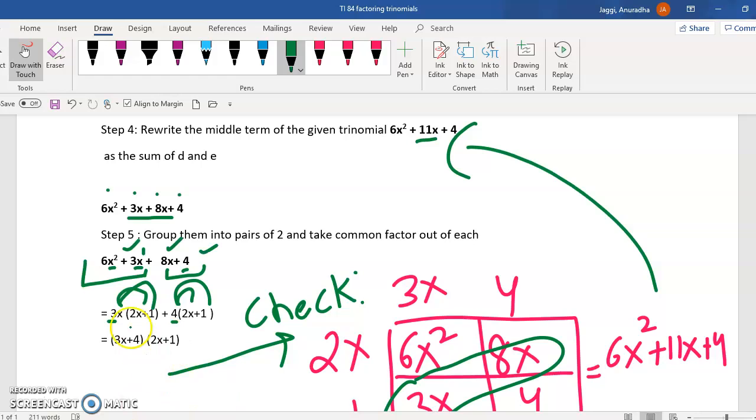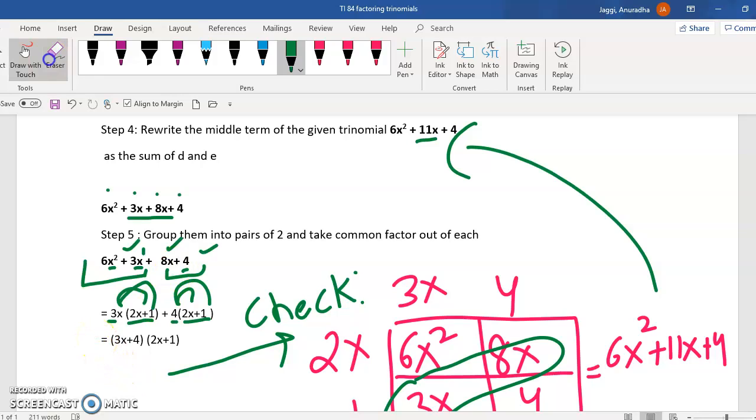So that's how you take the common factor out of each pair, and then the remaining factor you have to write down, so that when you multiply 3x times 2x plus 1, you get 6x squared plus 3x. And when you multiply the common factor 4, which was the common factor of the second term, with the next factor 2x plus 1, you'll get 8x plus 4.